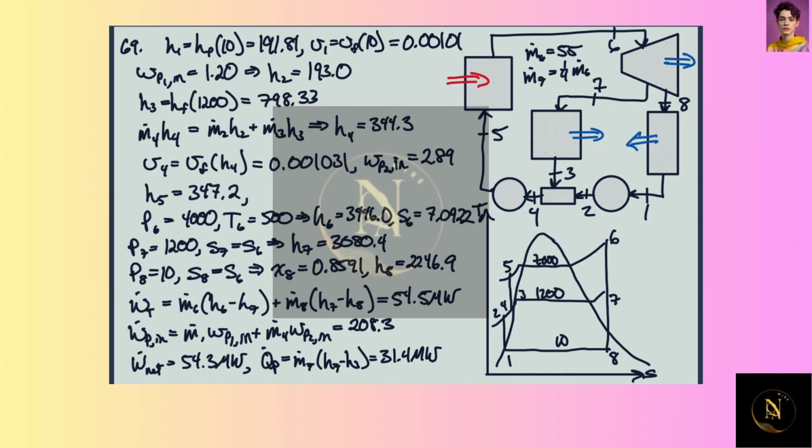A cogeneration plant is a lot like a regenerative cycle or a reheat cycle, where you're using some of this heat to then help with the boiler. But now you're using it for other purposes, whatever it might be. So I don't know if they actually gave us a use for this.